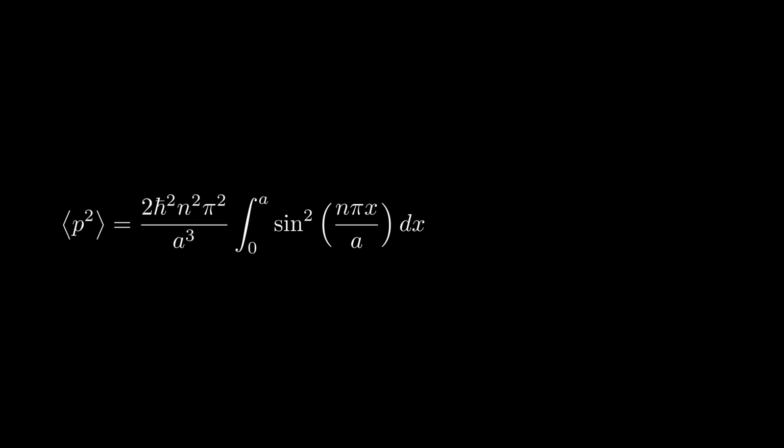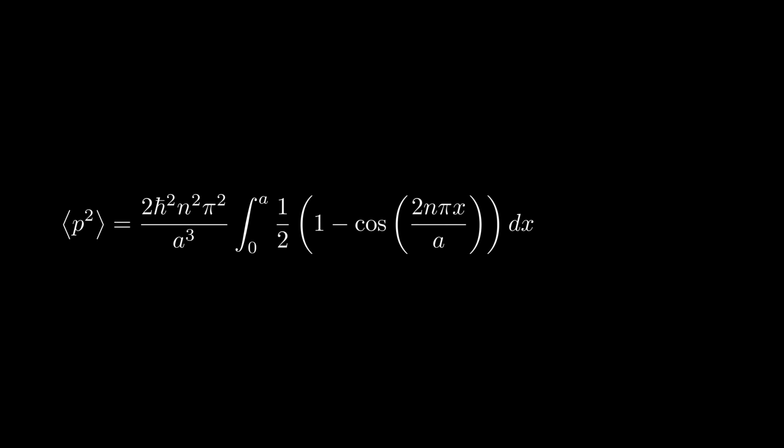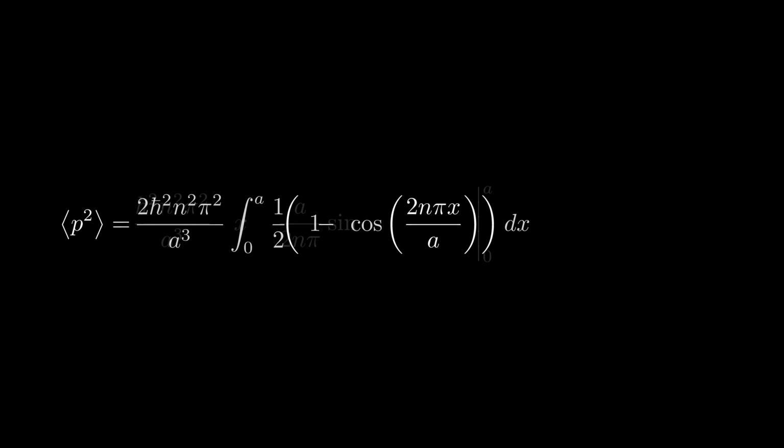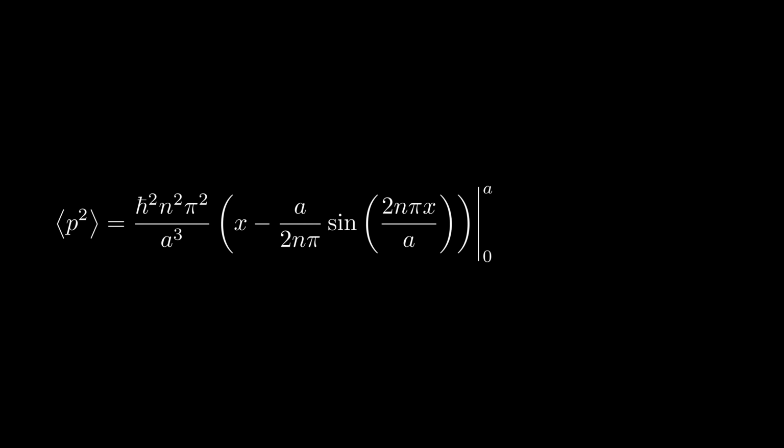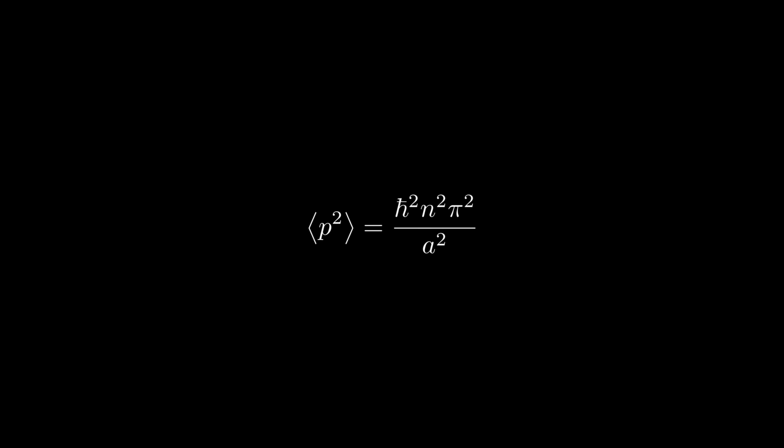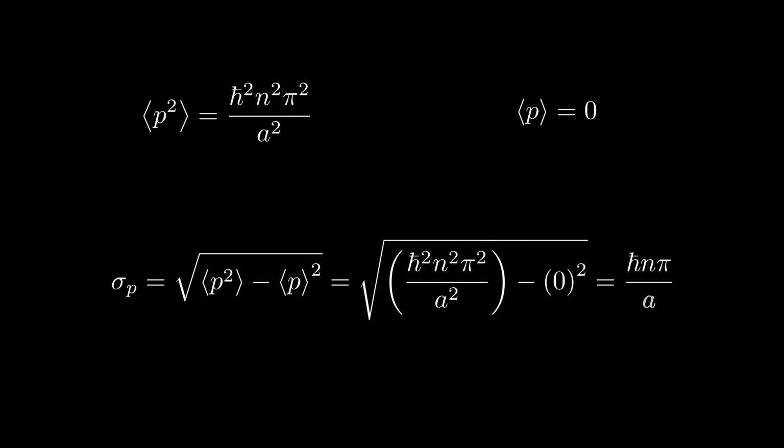Once again, we simplify the integral of sine squared by applying a trigonometric identity. Now, we evaluate the integral. The result of the integral is simply a. Finally, substituting this value into our expression, we obtain the expectation value of the square of the momentum. Now that we have both the expectation value of the momentum and the square of the momentum, we can easily calculate the standard deviation in momentum.